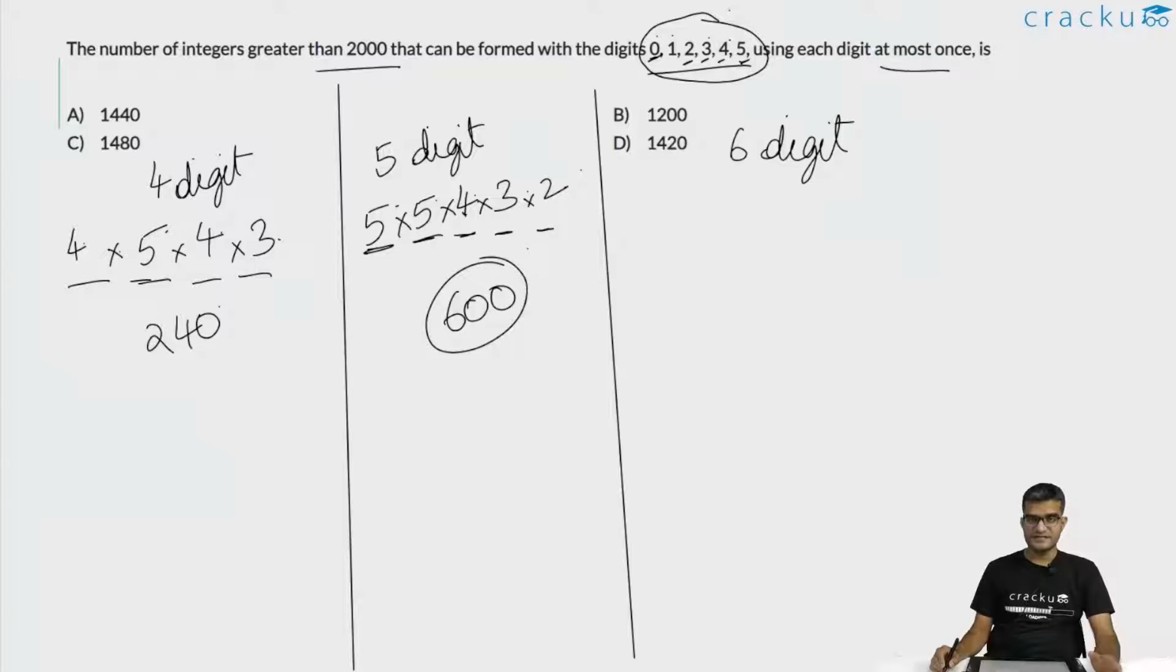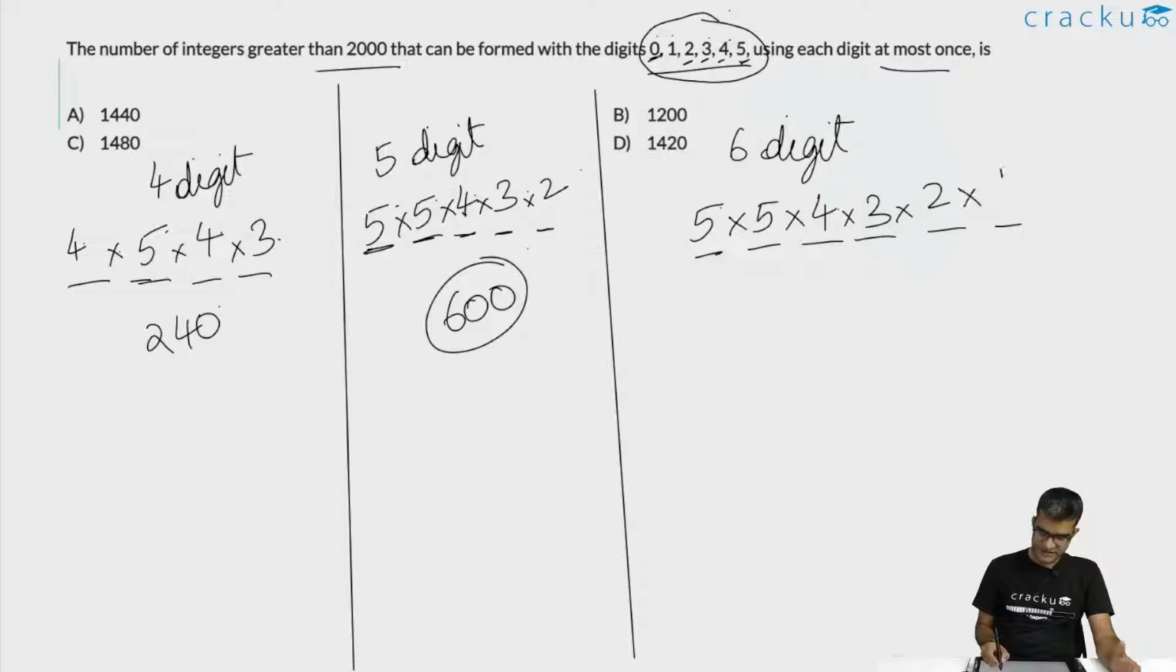Now if you're looking at 6-digit numbers, again every 6-digit number which is formed using these digits will be greater than 2000. And how many such 6-digit numbers can be formed? Again, the first digit can be selected in 5 ways. Any digit which is not equal to 0, that is 1 or 2 or 3 or 4 or 5. The second digit can be selected in 5 ways. The third digit can be selected in 4 ways. The fourth digit can be selected in 3 ways. This is in 2 ways and this is in 1 way. This is again equal to 600.